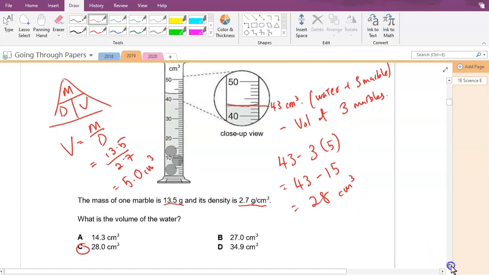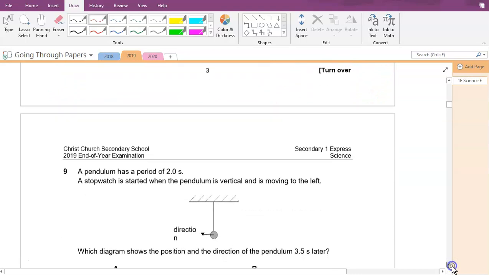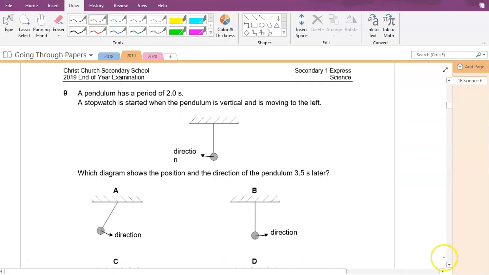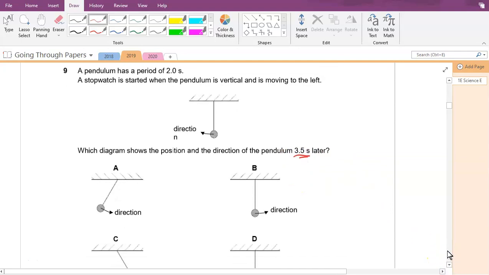Okay, next one. Question 9. The pendulum has a period of 2 seconds. A stopwatch is started when the pendulum is vertical and is moving towards the left. Which diagram shows the position and the direction of the pendulum 3.5 seconds later? This is interesting because it's 3.5. How exactly should we do this?